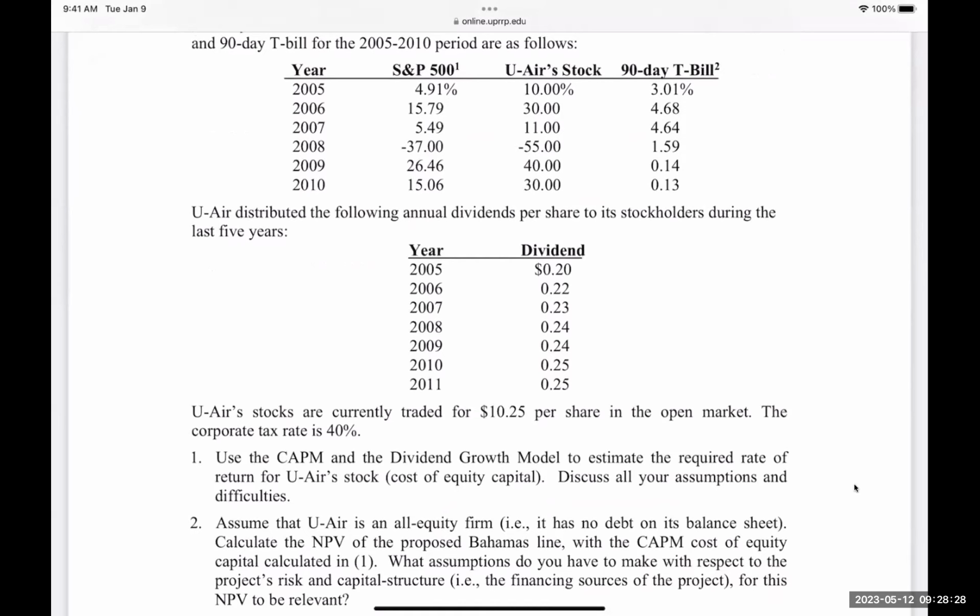So where do you start? To do CAPM, you need a beta. So you start with the beta. How will you calculate the beta? What do you need for calculating a beta? You need the market returns and the firm's returns. So which ones do I use? The S&P 500, and the stock returns. Okay, so put those in your calculator and get me the slope. That's the beta.